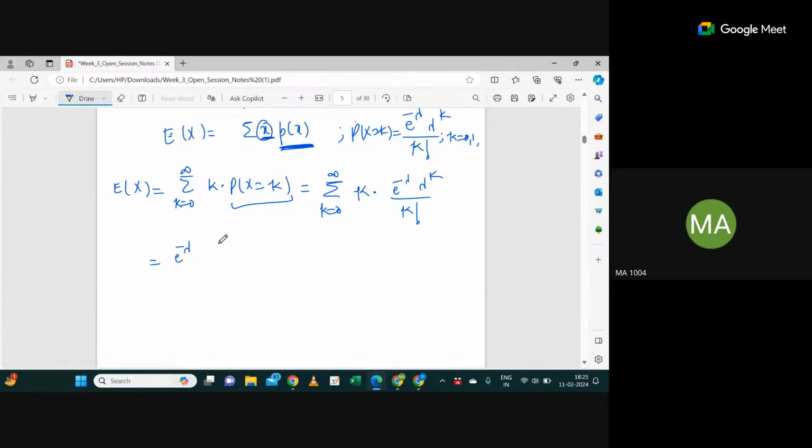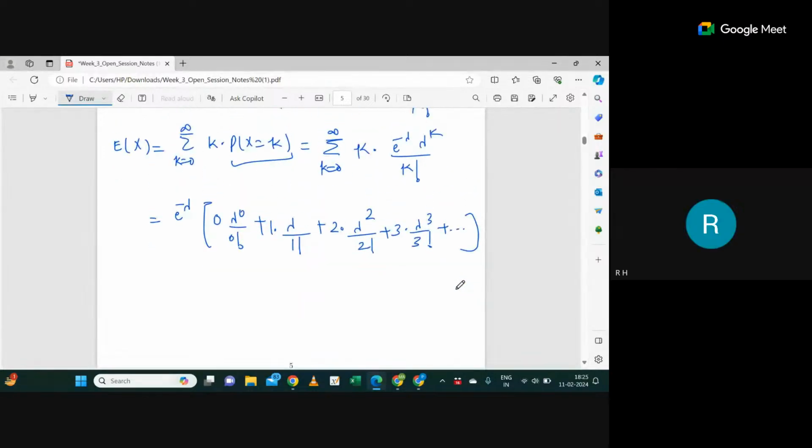If you put in the values of k, the first term will be 0 into lambda to the 0 divided by 0 factorial. Then the next will be 1 into lambda divided by 1 factorial, plus 2 into lambda square divided by 2 factorial, plus 3 into lambda cube divided by 3 factorial, and so on. This is what we are going to get. So why did e raised to power minus lambda come out before that bracket? Because it is a constant value, with no k involvement.